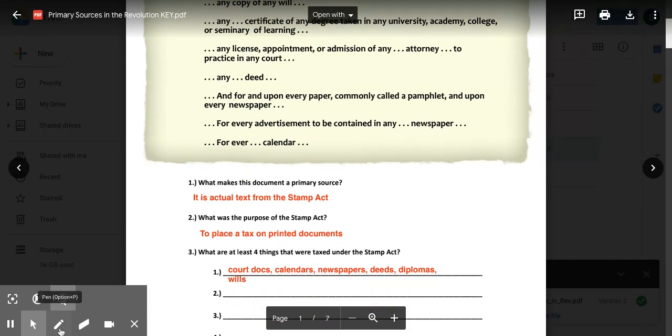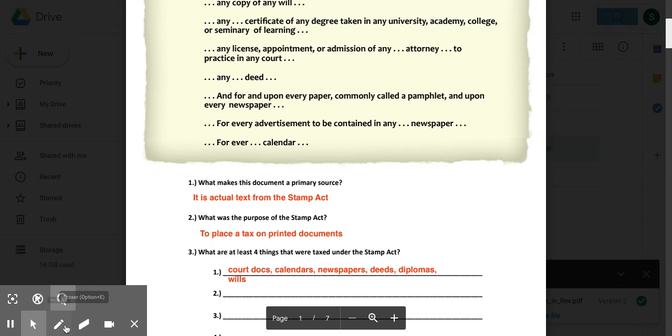So your first question, let me get the, what's this, eraser, pen? Let me get the pen. It's kind of like a highlighter. With this first question, it says, what makes this document a primary source? Not too good using this pen on my trackpad. But anyway, you guys get the point.